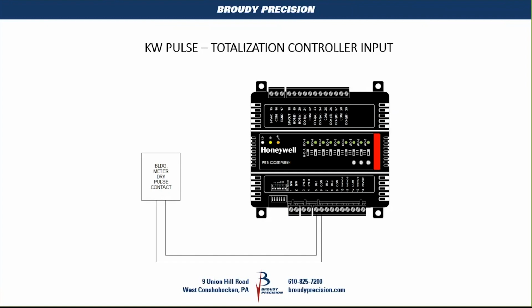Now, we could use a totalization input from a controller, and here I've used a controller, but it could be a Johnson controller. It could be whoever's control systems out there, as long as they have a totalization input or a counter input. We can count pulses and generate our own sliding window demand rate that way.